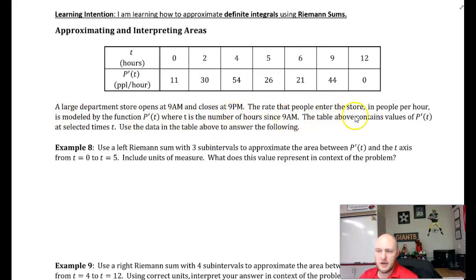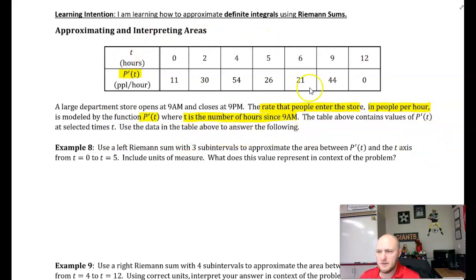The rate that people enter the store in people per hour, so it's important that they say the rate, is modeled by the function p prime of t, where t is the number of hours since 9 a.m. The table above contains values of p prime of t at selected times of t. Use the data in the table to answer the following.